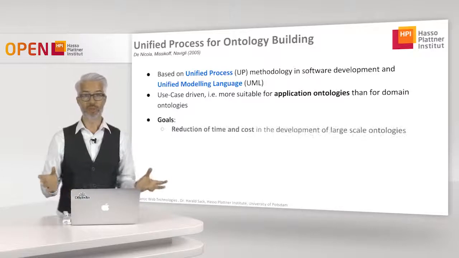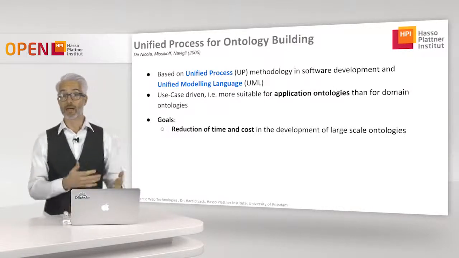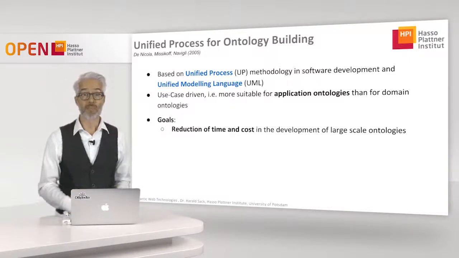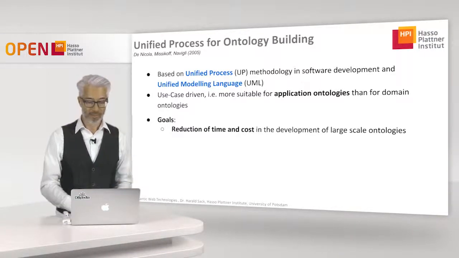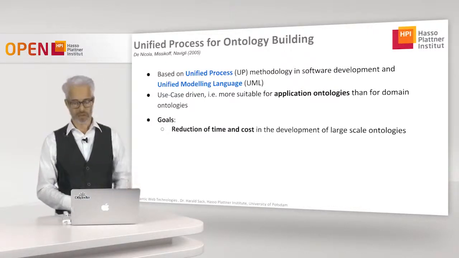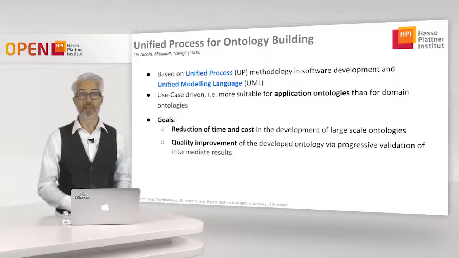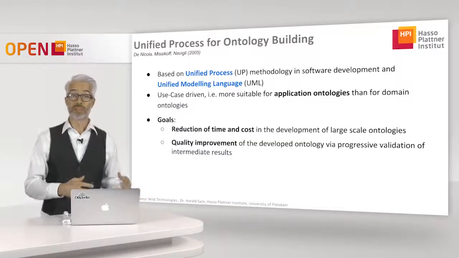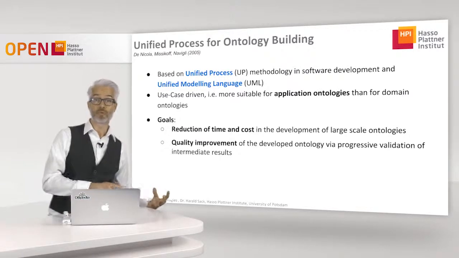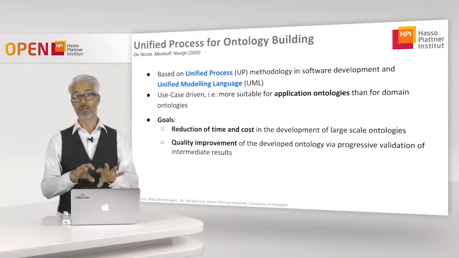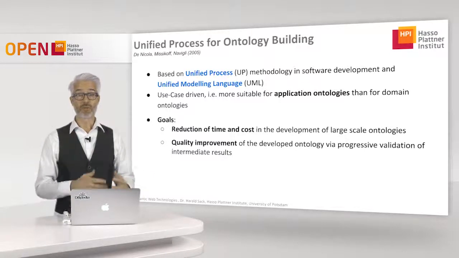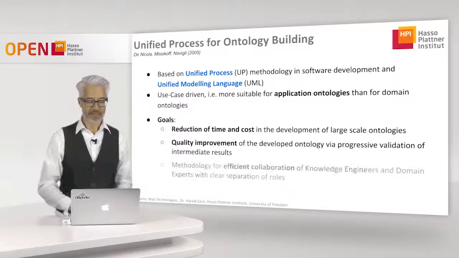It has the following goals. Of course, we have talked about that. Like all of the other methodologies, it should work on a reduction of time and cost that is based in the development process, especially of large-scale ontologies. And then it should guarantee a quality improvement of the developed ontologies. What you do there is a progressive validation. Your intermediate results are already evaluated, and then you try to improve them step by step further.